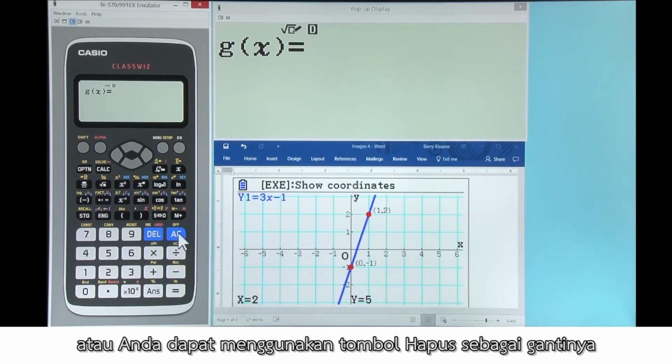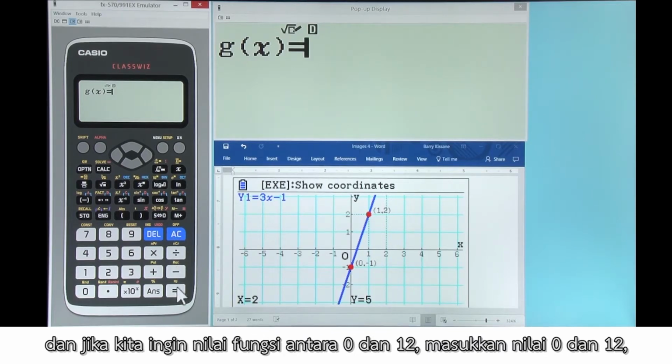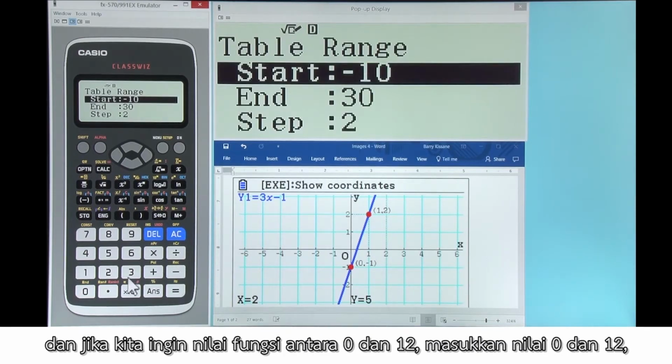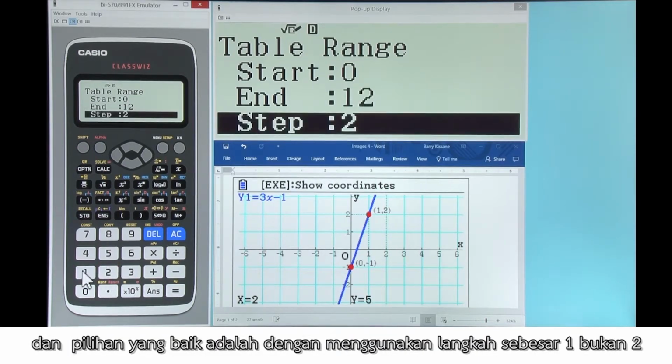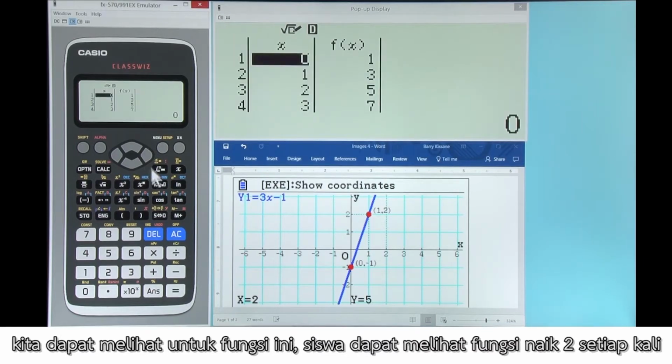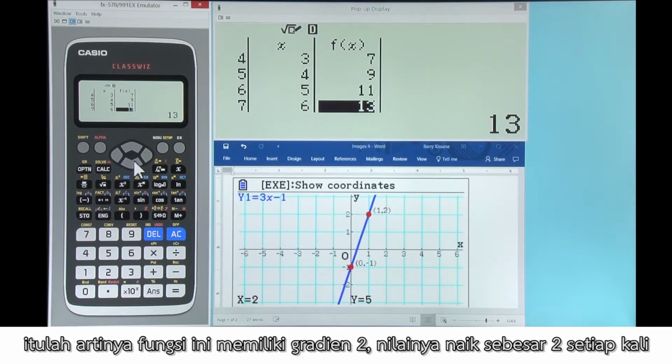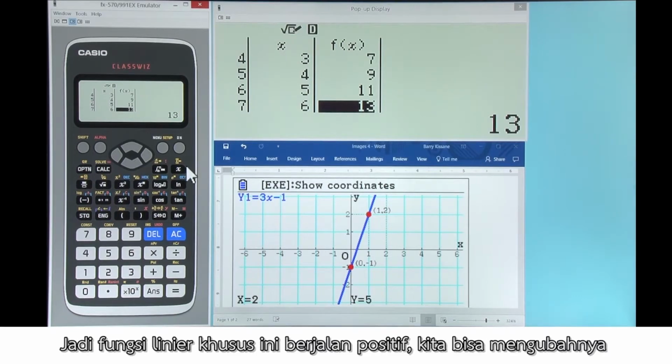Or you could, of course, use the delete key instead. And if we want the function values between 0 and 12, a good choice, of course, is to change by 1, not by 2. We can see for this function, the students can see the function's going up 2 each time. That's what it means to have a gradient of 2. The values go up by 2 each time. So this particular linear function goes positively.